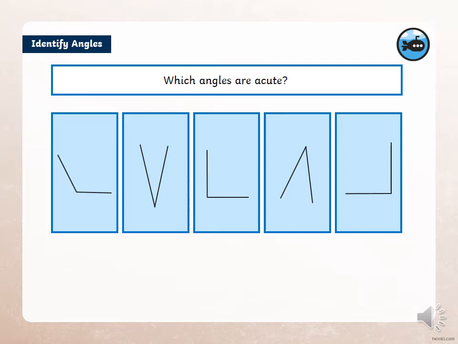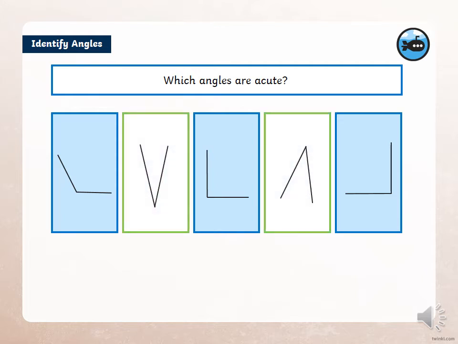Okay, so to identify angles, now that you know what acute angles and obtuse angles are, what I want you to do is identify all the acute angles in this photo and explain why you think it's an acute angle. I want you to use the information, the numbers and the keywords that I read to you in the previous slide to explain your answer or your reasoning. So pause the video for around a minute and identify all the acute angles here.